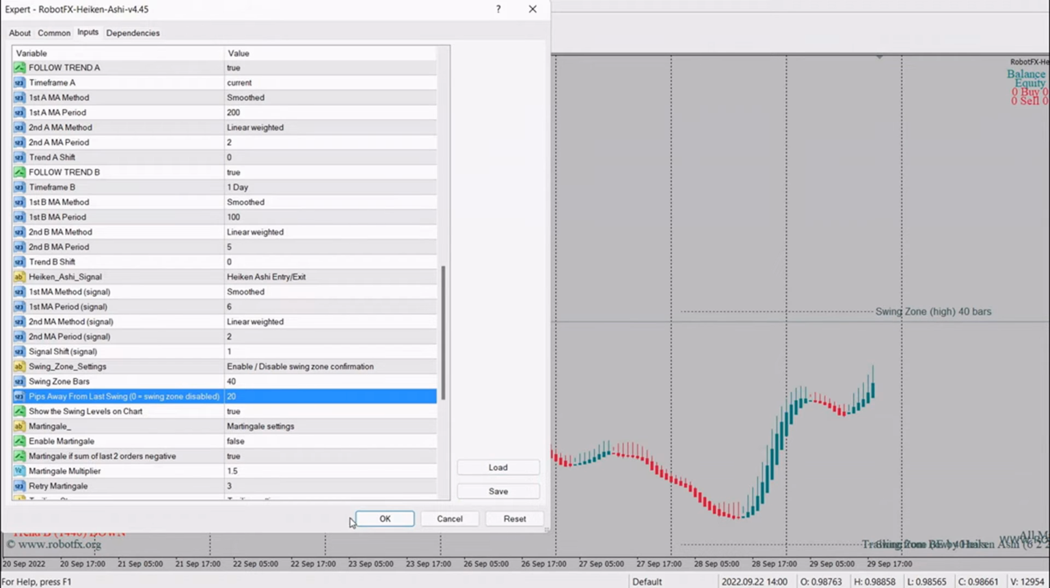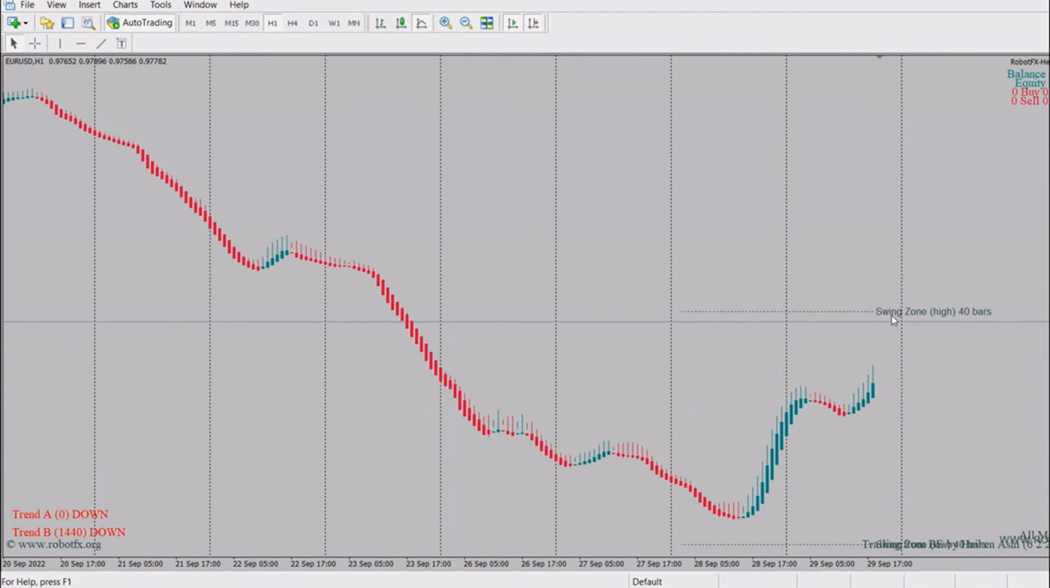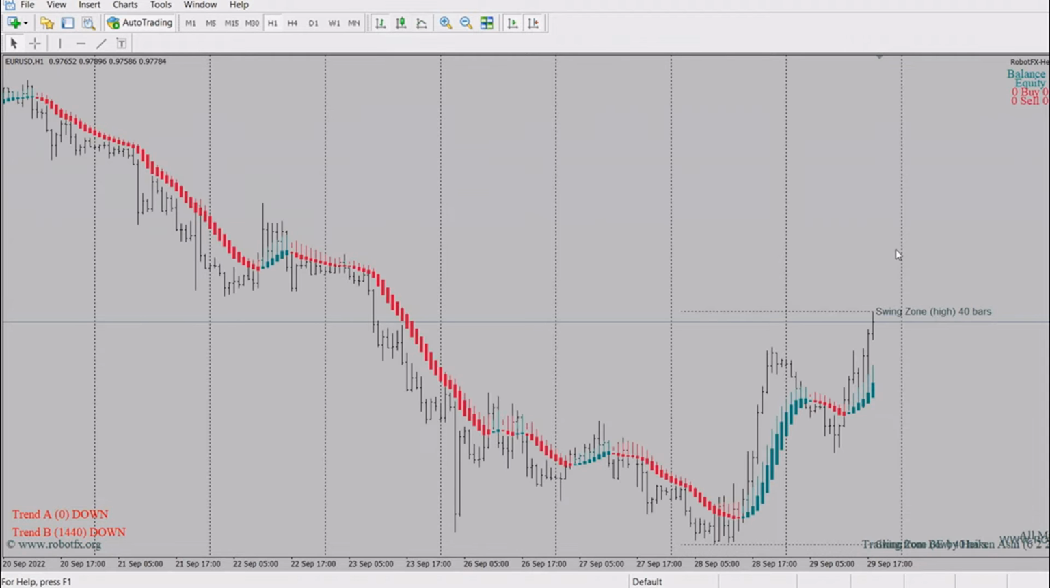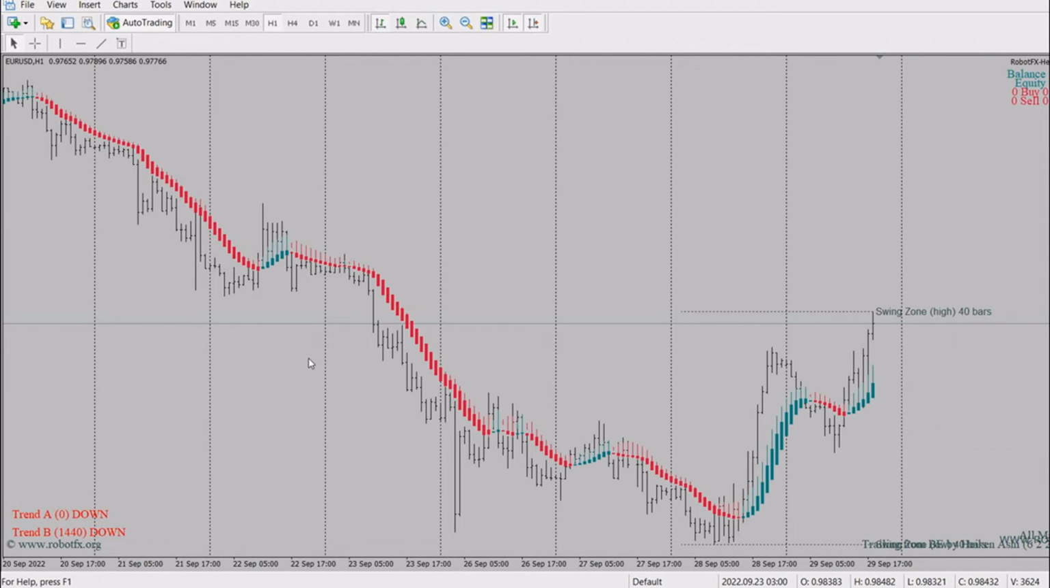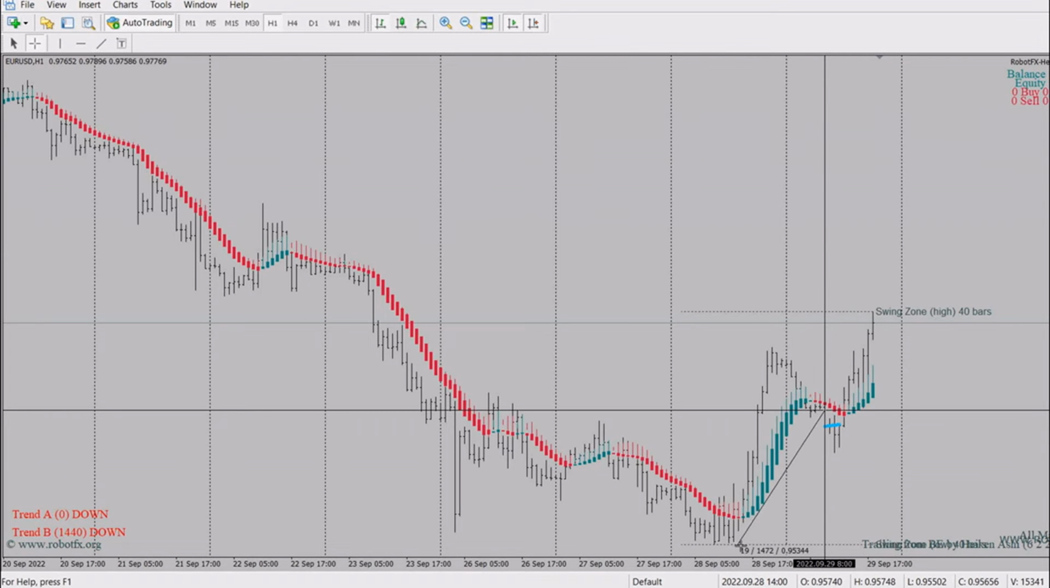So what it means, 40 bars, 20 pips, is that the expert advisor will determine the highest high and the lowest low for a period of 40 bars starting from the current time going back. On this chart and with these settings, we have the expert advisor trading with the trend. The trend is down. It means that the expert advisor will have opened a trade right here when the candles change the color from green or teal into red. And this trade would have been a valid signal only if the price would have been, and it was, although my MetaTrader was closed, at least 20 pips away from the lowest low, which was right here.